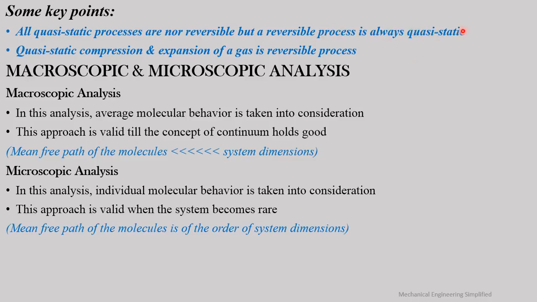A reversible process is always quasi-static. What is a quasi-static process? That occurs infinitely slowly. If a process is occurring infinitely slowly, that does not mean it is reversible. For a process to be reversible, those three conditions which I told you in the earlier slide need to be followed. If any process follows those three conditions, it becomes reversible, and it is always quasi-static. Then, quasi-static compression and expansion of a gas is a reversible process.